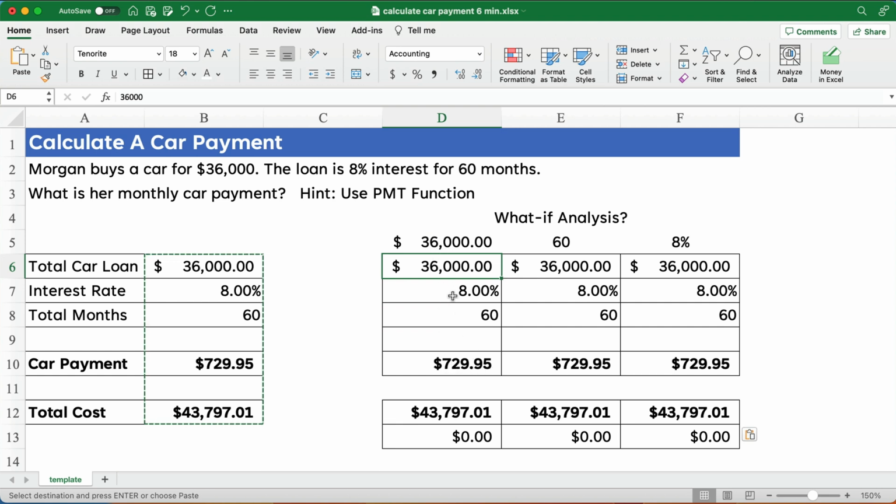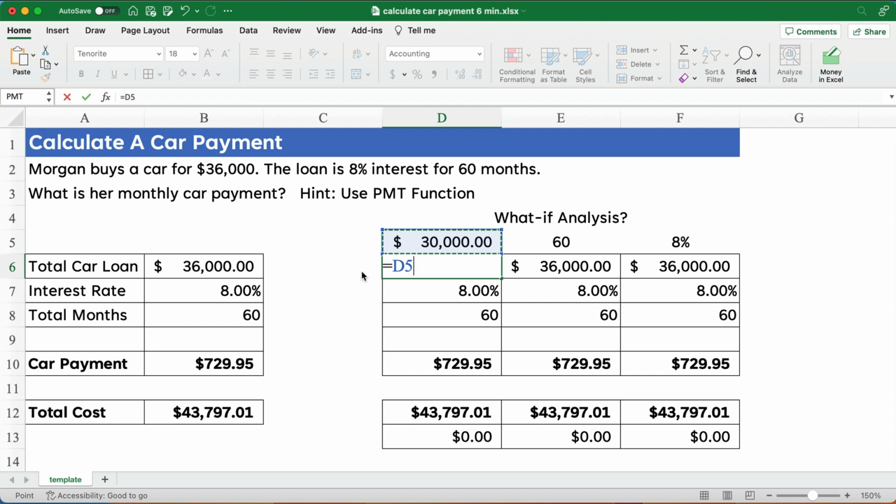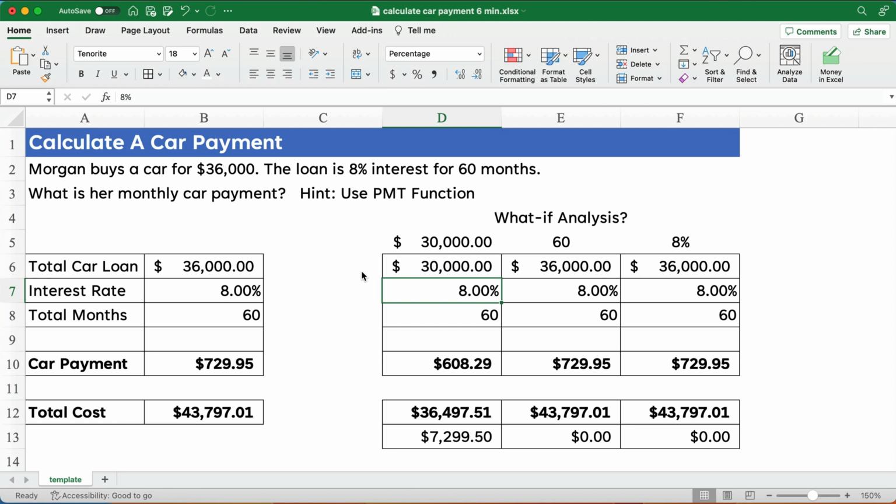So 729. Let's say that instead of having a car loan of $36,000, let's make it 30. What if we could buy a car for $30,000, or we could make a $6,000 down payment, or we could have a trade-in of $6,000? So I'm going to point to the $30,000 rather than the $36,000. Our car payment would go down to $608, and our total cost would be $36,000. We'd have to add the $6,000 difference, right? At this point, you have to remember the $6,000 if you made a down payment, or if you just bought a cheaper car, you're saving not just $6,000, but $6,000 plus interest, almost $7,300.